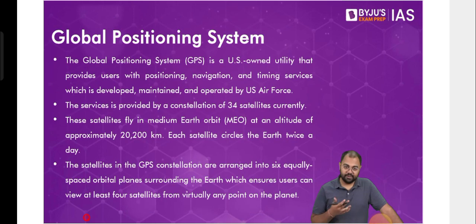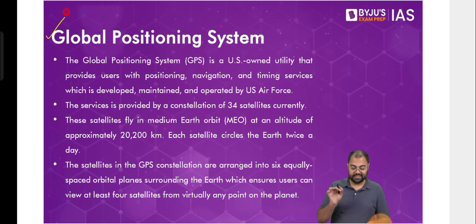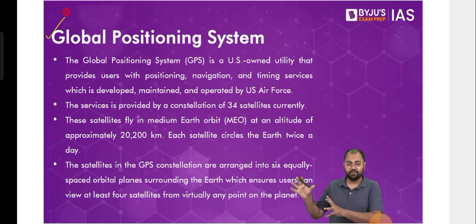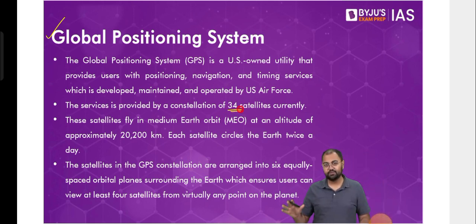Now, when it comes to the medium Earth orbit, most importantly, it is used by GPS. GPS is known as the Global Positioning System. This Global Positioning System is owned by the US Air Force, and it is a satellite system, a set of 32 to 34 satellites. The numbers keep on changing. The maximum number is 34. Sometimes it is 32. Sometimes it is even lesser than that.